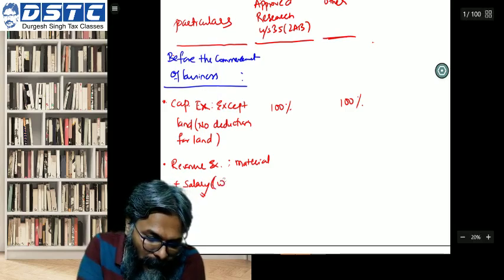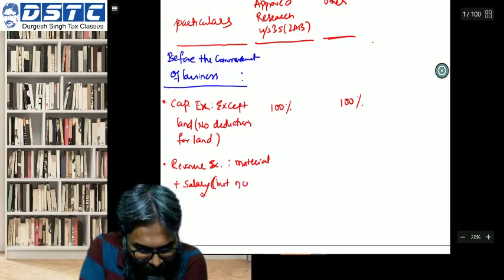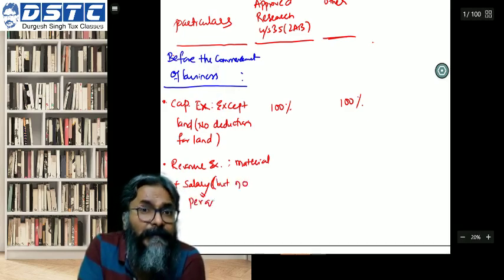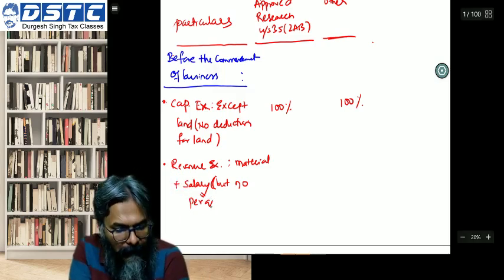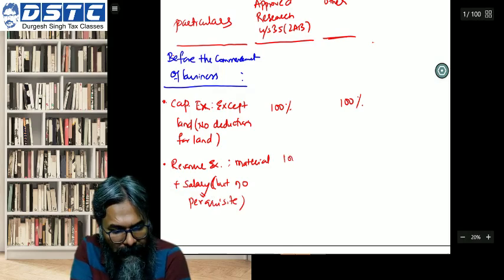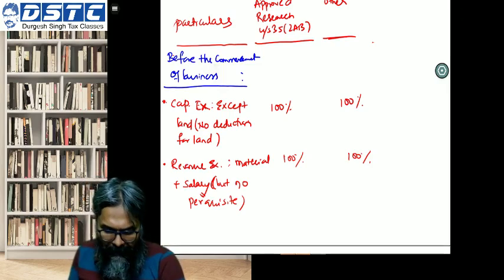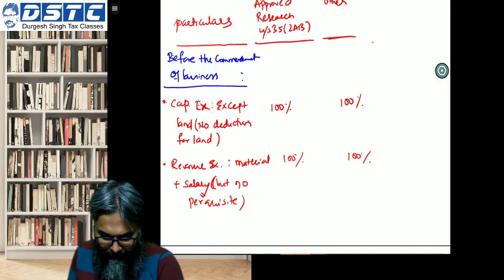But no perquisite. How much? 100%. Before the commencement, students, don't expect moon. Before the commencement of business, don't expect moon. You will be disappointed.